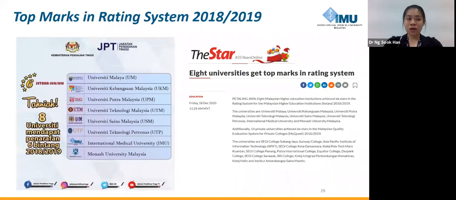Last but not least, I would like to share IMU has once again been awarded the highest 6-star in rating system for Malaysian Higher Education Institution 2018-2019. So SETARA is a rating system developed and introduced by the Higher Education Ministry back in 2007 to ensure that the standard of higher education institutions are based on autonomy, quality, and institutional performance. And with this recent award, we will continue to aspire for excellence in everything that we do in IMU.